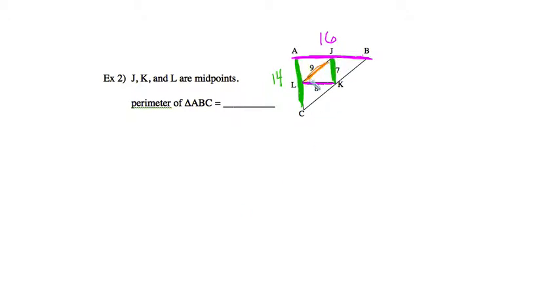And if JL is yet another midsegment because it's connecting two midpoints, it should be parallel to BC, which means BC is 18. So the perimeter of the big triangle ABC would be 14 plus 16 plus 18, which is a perimeter of 48. And that's another example of how we can use the midsegment theorem to find out information about a diagram.